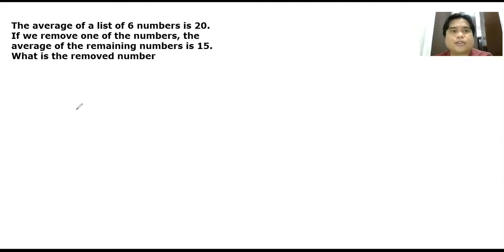So let's try. It says here the average of a list of six numbers is 20. If we remove one of the numbers, the average of the remaining numbers is 15. So what is the removed number?